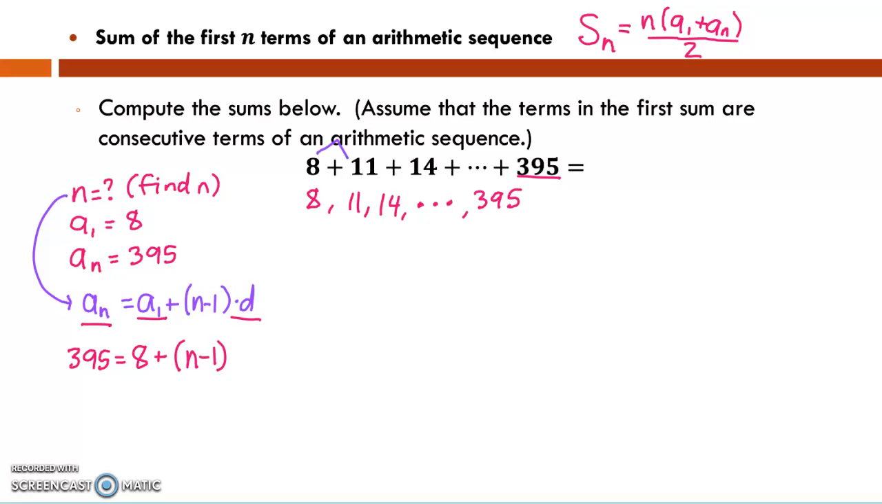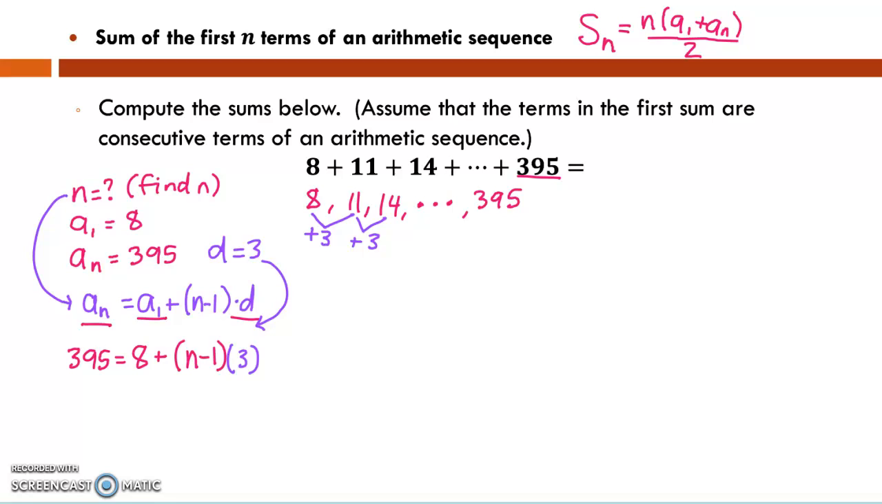And d, it's the difference, right? So what am I adding? When I go from, let's do it on the sequence, when I go from 8 to 11, what am I adding? I'm adding 3. When I go from 11 to 14, okay, I'm adding 3. So I can see that d equals 3. So I go ahead and plug that in for d, and I get multiplied by 3 here.